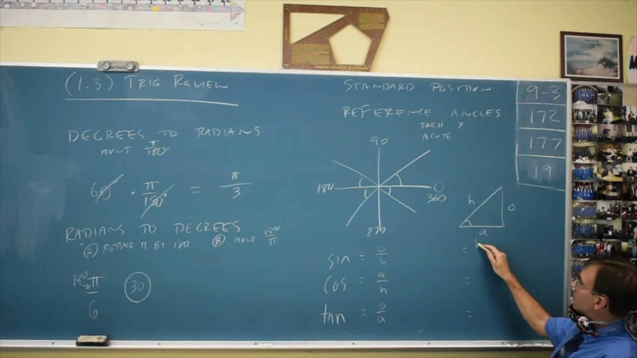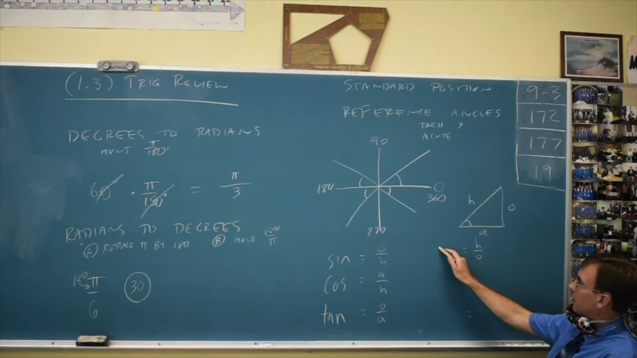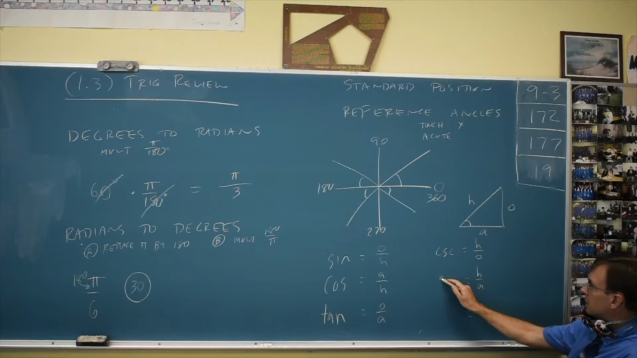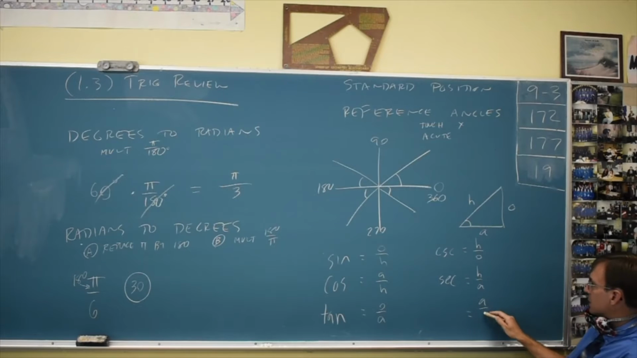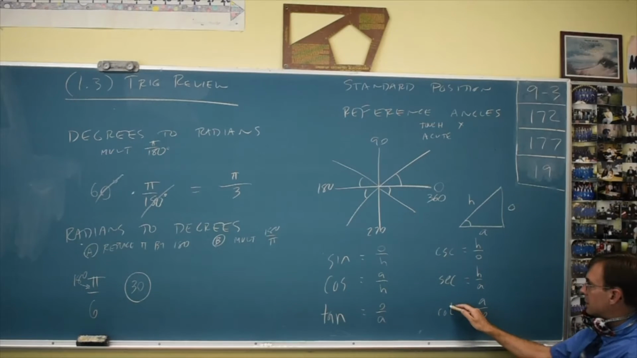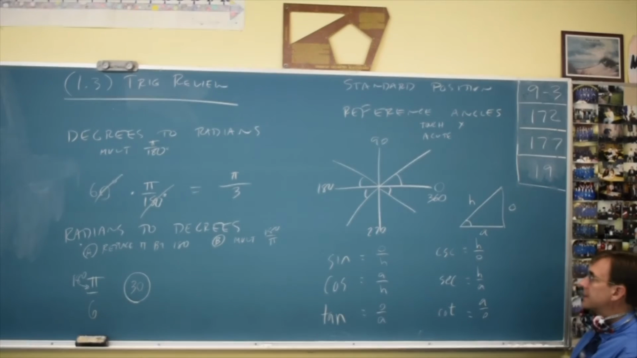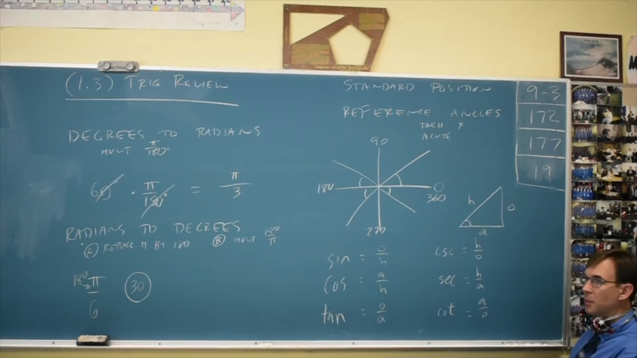Who was sine's friend when we went upside down? Cosecant. Cosine's friend, secant. And tangent's friend... That's good. That all seems like it's still in there somewhere.